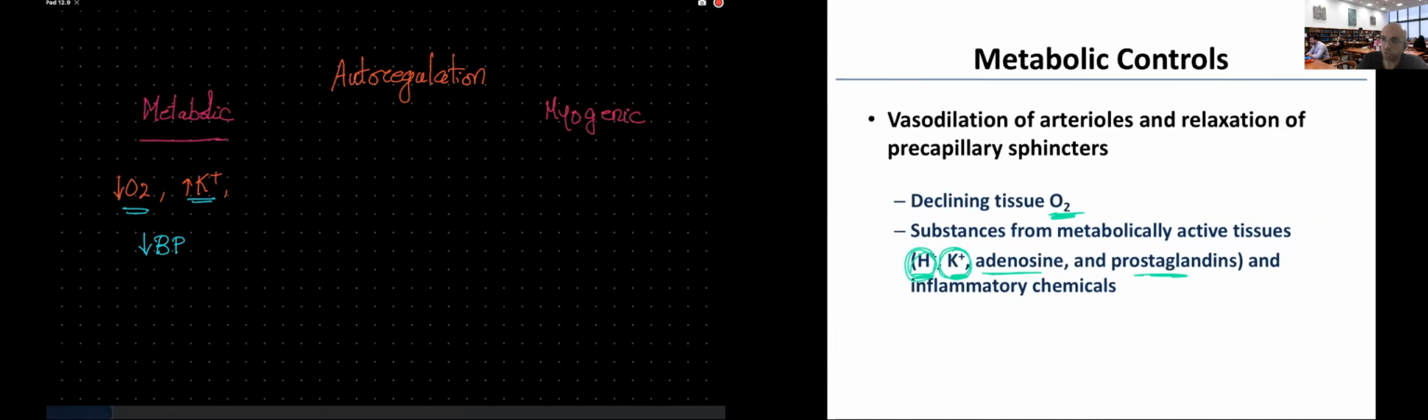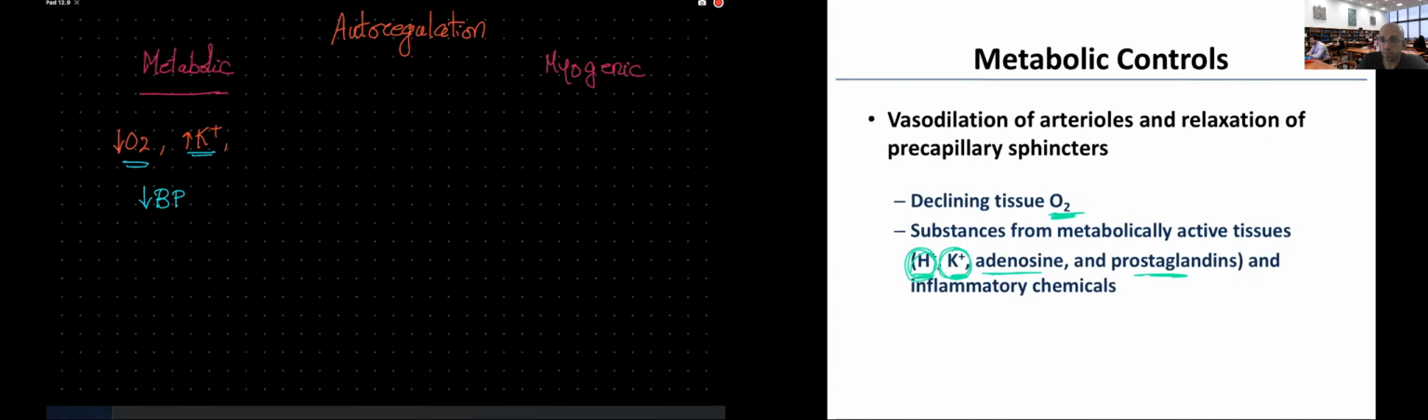But what is the significance of having high potassium or low pH? What does this mean for you? This means, and adenosine, this means that I have cell death. So remember, what was the major cation inside the cells? Inside your cells, you have more potassium. So if the cells are destroyed, what's going to happen to this potassium that was located on the inside? It's going to be released out.